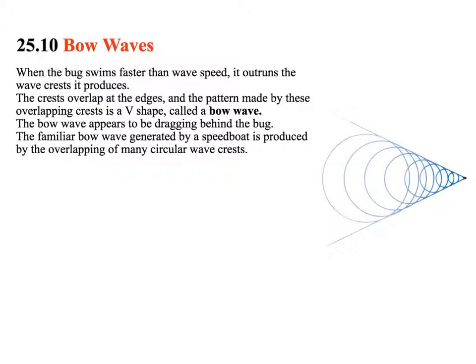When the bug swims faster than wave speed, it outruns the wave crests it produces. The crests overlap at the edges, and the pattern made by these overlapping crests is a V shape called a bow wave. The bow wave appears to be dragging behind the bug. The familiar bow wave generated by a speedboat is produced by the overlapping of many circular wave crests. Bow wave.